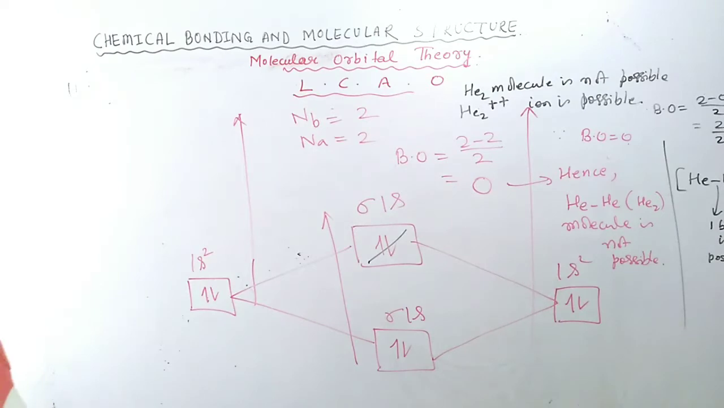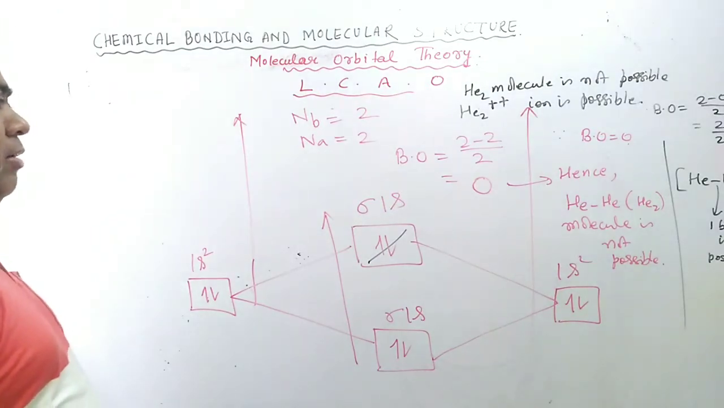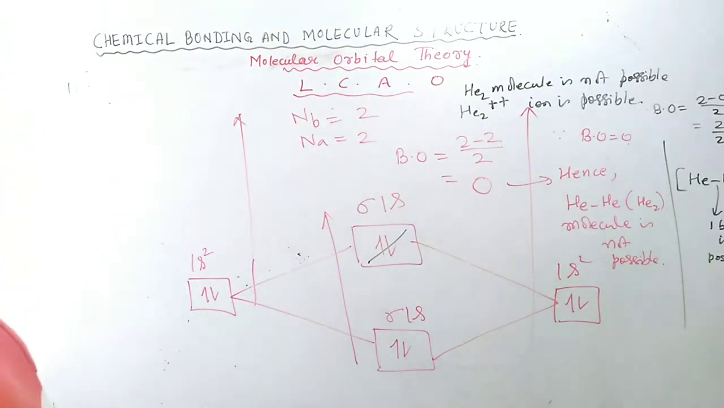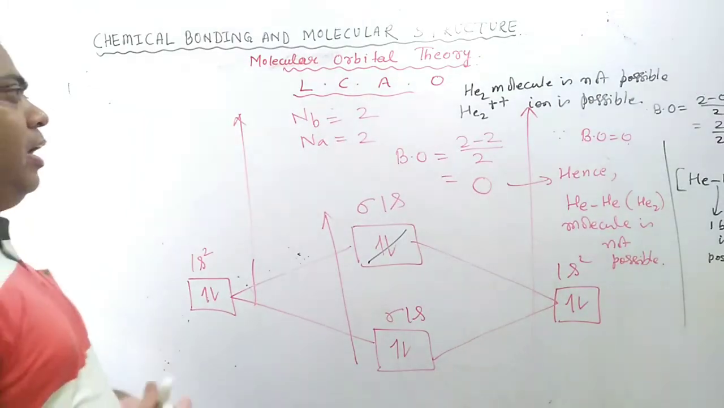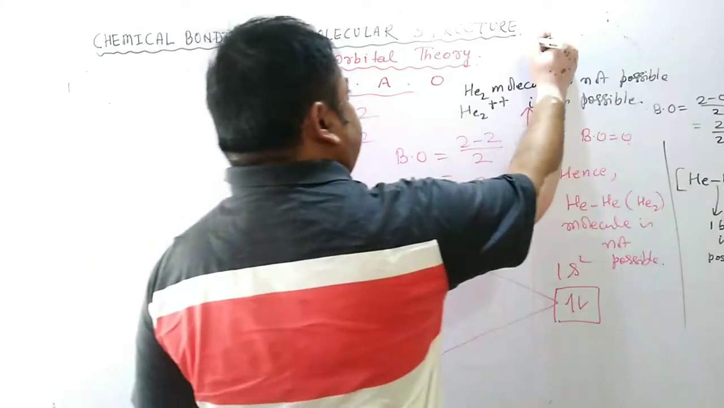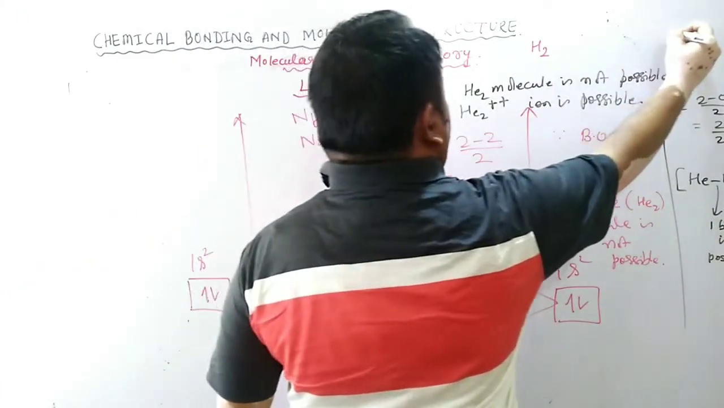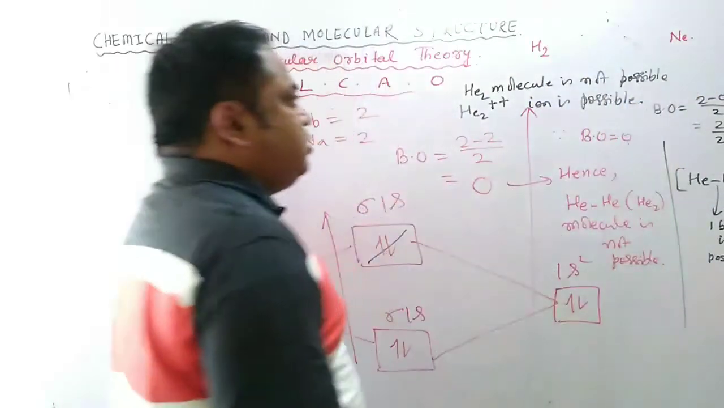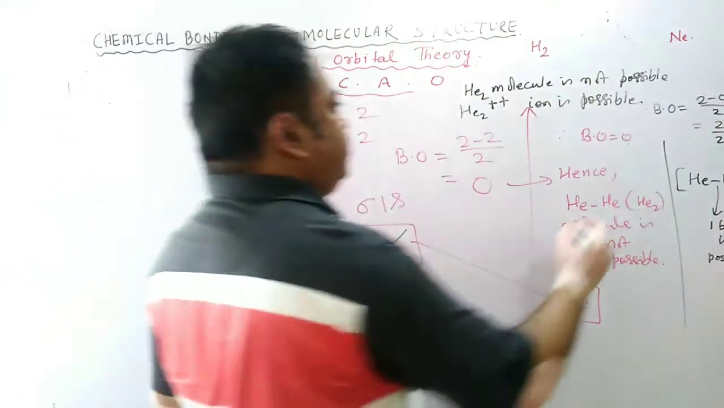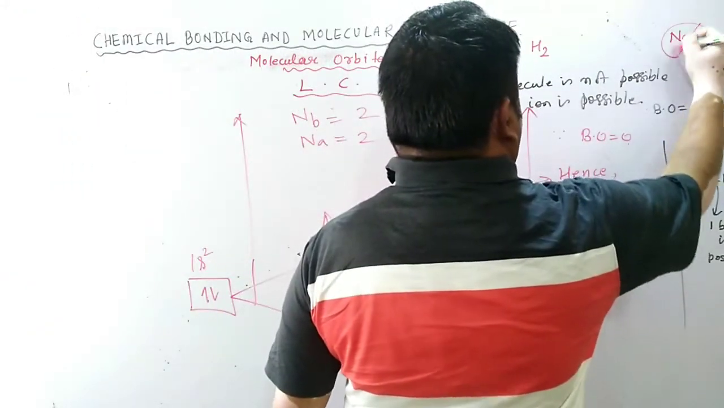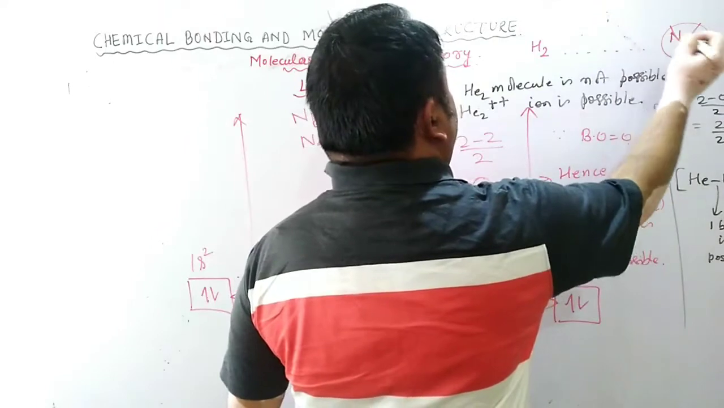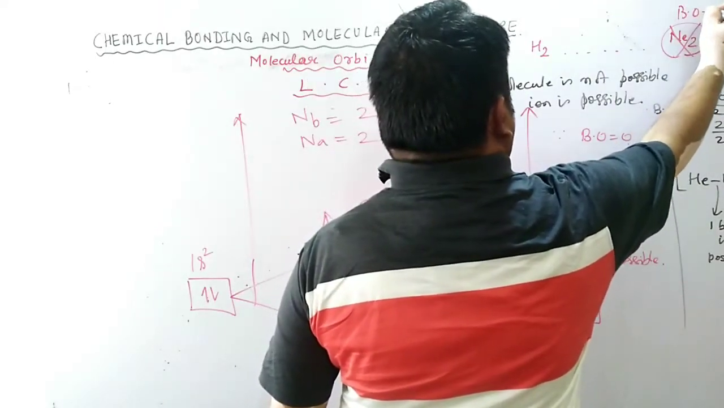Now what we have to practice is the method of writing the molecular orbital diagram for all the elements from hydrogen to neon. For that there is a schematic diagram. Although this is not possible, we have to show that its bond order is 0.